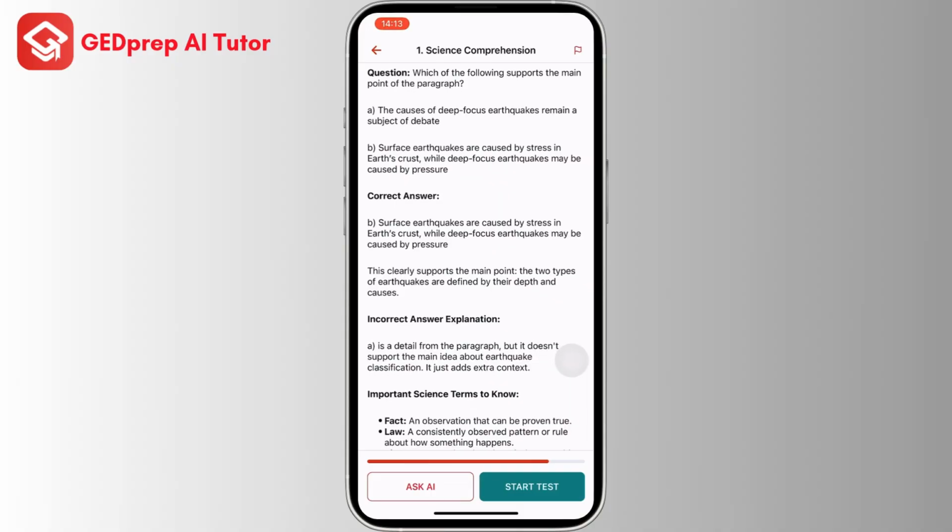Option A is true, but it's only one small detail. It doesn't explain both types of earthquakes, so it doesn't fully support the main idea.